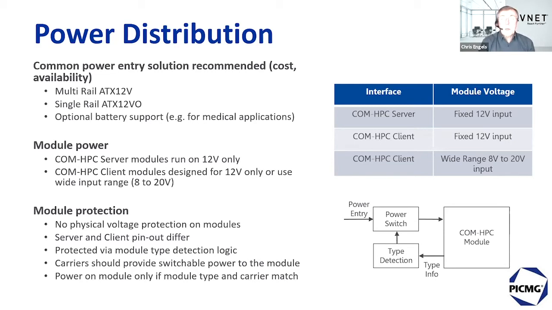There's a type info coming out of the COM-HPC module, which can be used by a type detection, and then in turn that would power on the COM-HPC module by power switches, or leave it powered off if it's a mismatch between module and carrier. So this is a good protection, and it's a straightforward approach here.